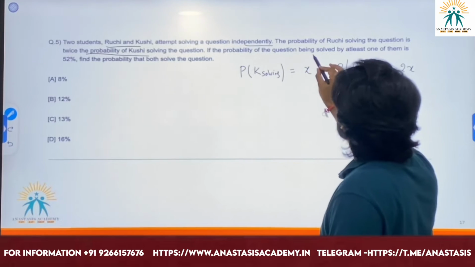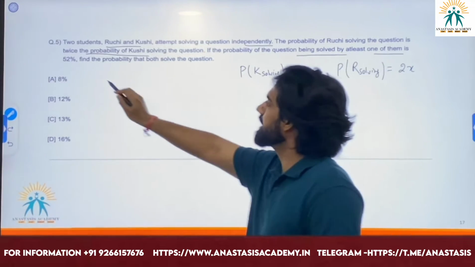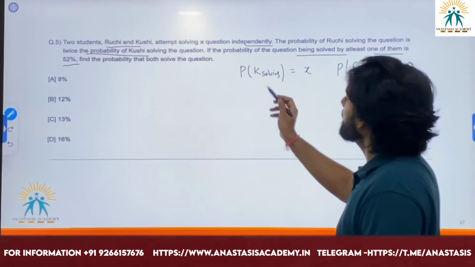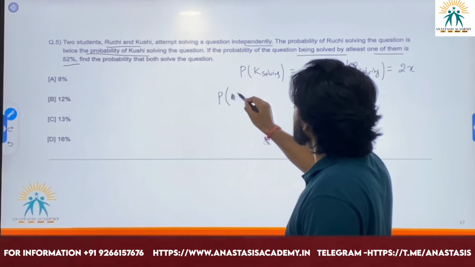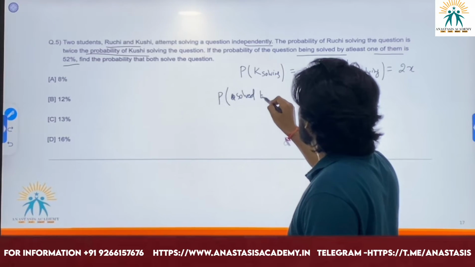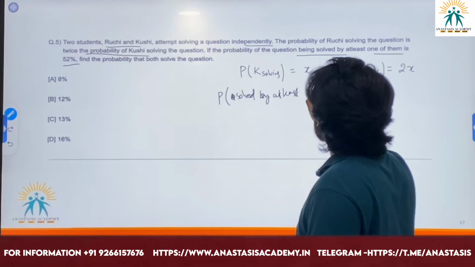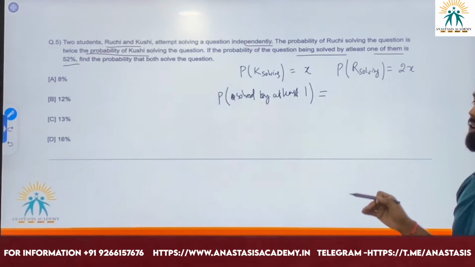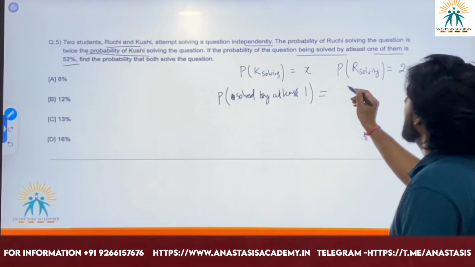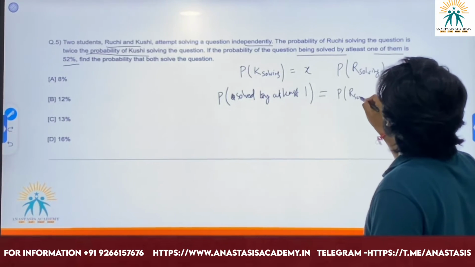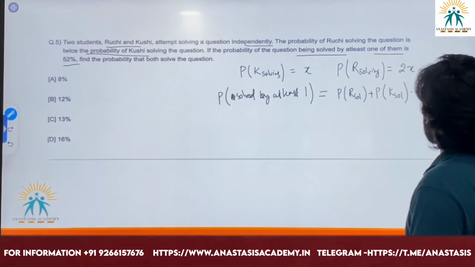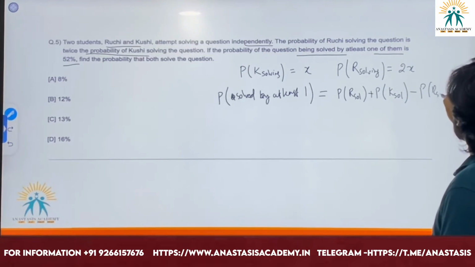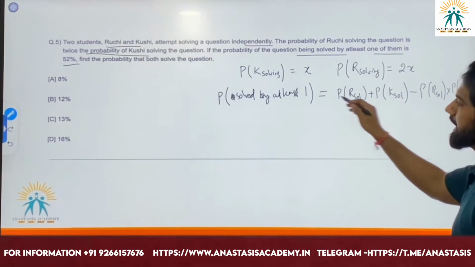Now, if the probability of the question being solved by at least one of them is 52%, then the probability of the question being solved by at least one is given by the probability of Ruchi solving the question plus the probability of Khushi solving the question minus the probability of Ruchi solving into the probability of Khushi solving. How do I get this expression?